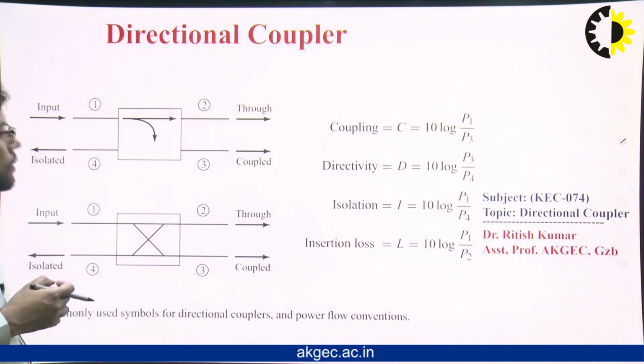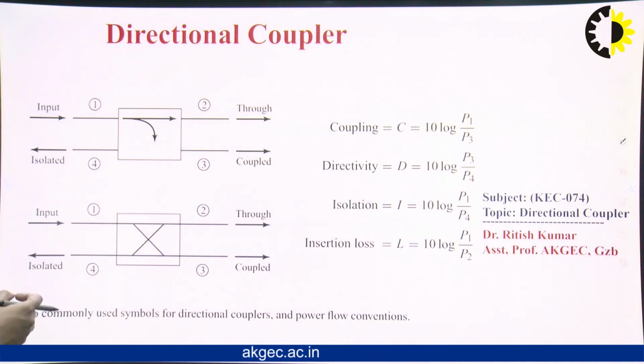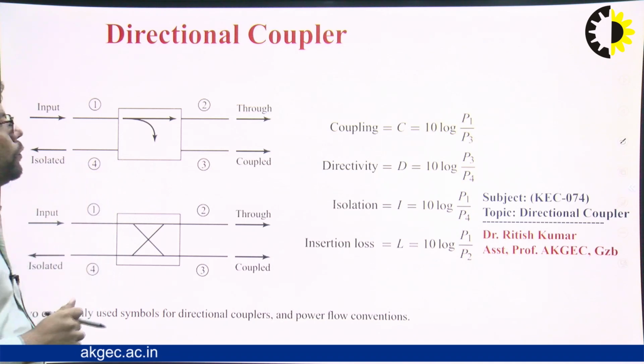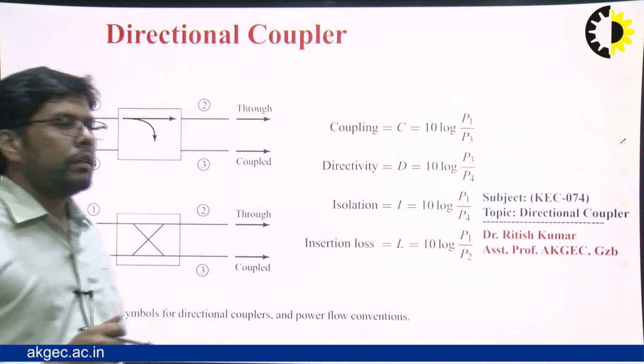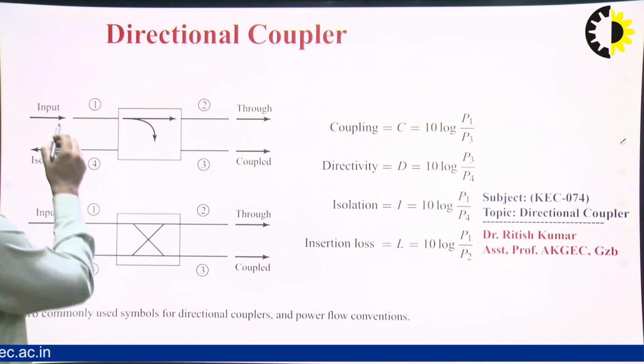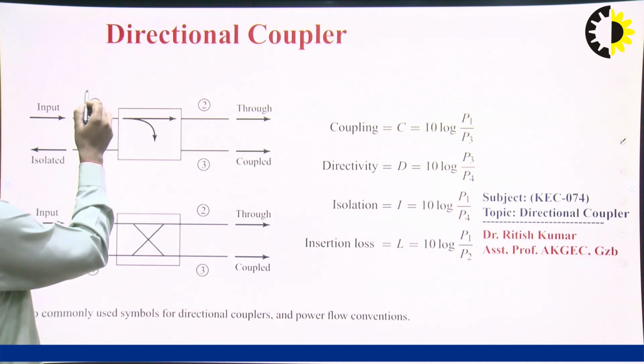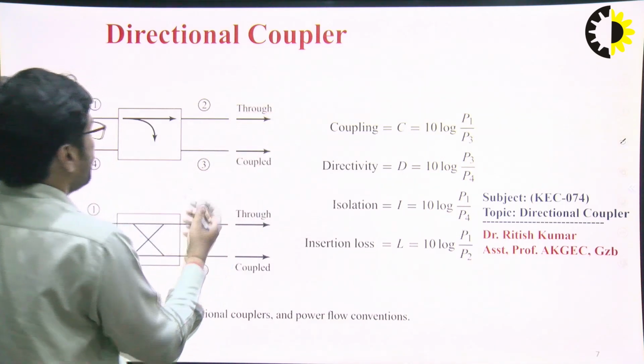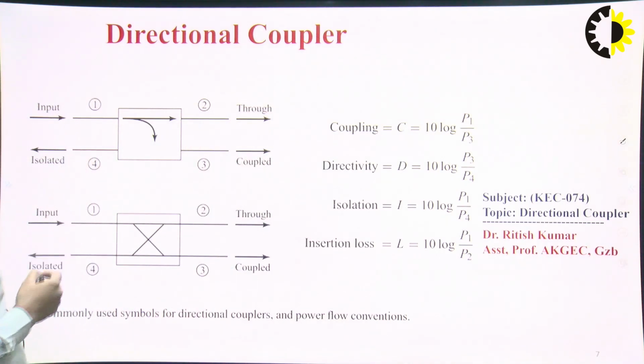Now the next device is a directional coupler. The directional coupler again is a 4-port device, right? Port 1, port 2, port 3 and port 4. This is a general directional coupler. You can see here, port 1 is the input port, port 2 is the throw port, port 3 is the coupled port, and port 4 is the isolated port.